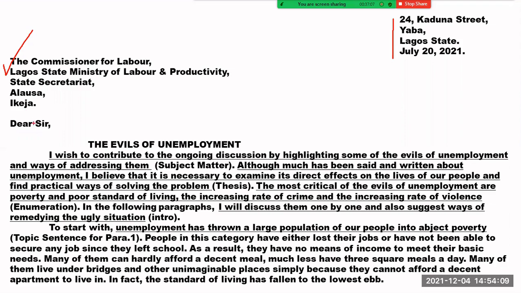Now, after the address, we have the salutation or opening greeting. Dear Sir, you look at a comma here. Then the evils of unemployment. This is the title. This is what I mean by the total capitalization method. You write everything in capital letters. You don't need to underline. Now, if you decide to use the other method, which I mentioned earlier, then you observe certain rules.